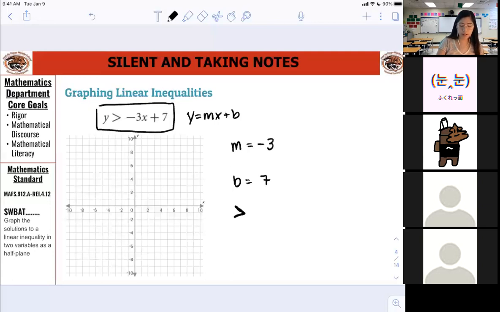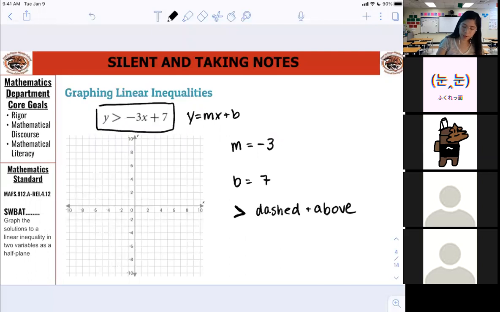So this tells me what type of line is it going to be? Is it going to be solid or dotted? Dash. Solid. Let's look back at your chart. If there's no equal sign underneath it, what do you think? Dashed. Yeah, this one's going to be dashed. And since it's greater than, will it be shaded above or below? Above.